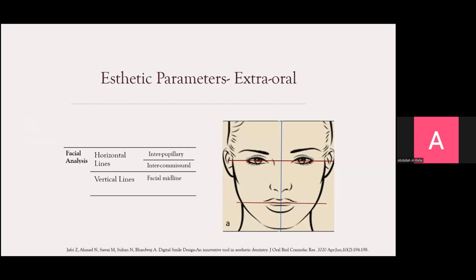Now, as we said, digital smile design allows for smile designing through drawing of reference lines and shapes, also known as aesthetic parameters. Extraoral aesthetic parameters include horizontal lines and vertical lines. Horizontal lines such as the interpupillary line and intercommissural line. However, vertical lines include the facial midline. Both horizontal and vertical lines are crossed against each other to measure the symmetry and the cant of the face, and they will aid in the digital smile design intraorally, as we will see later on.